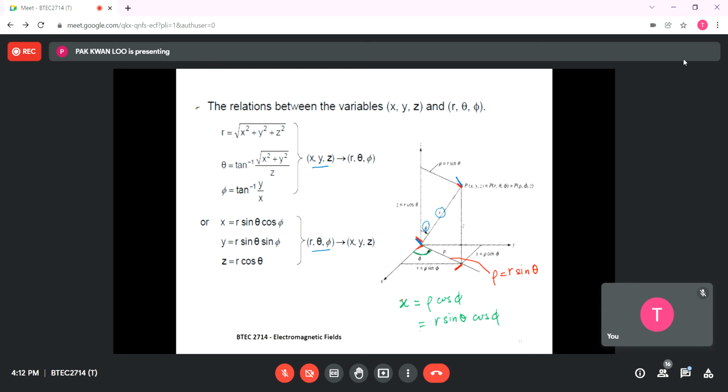The same goes for y. It's a projection of this length onto y, so it will be r sine theta sine phi.